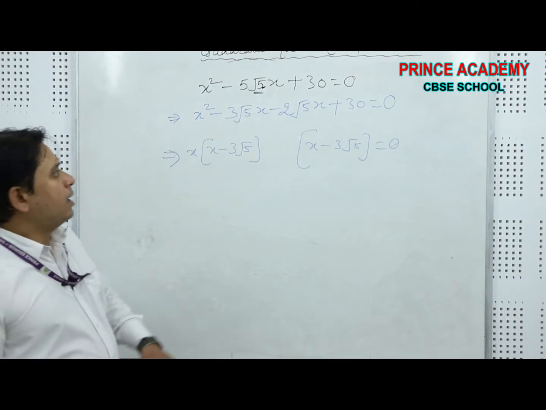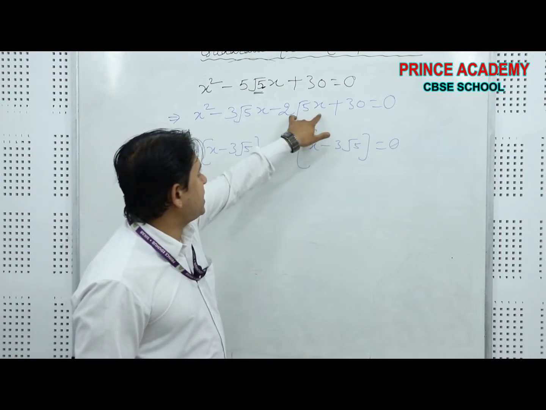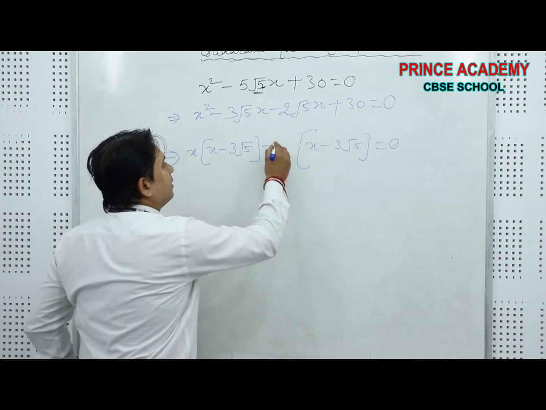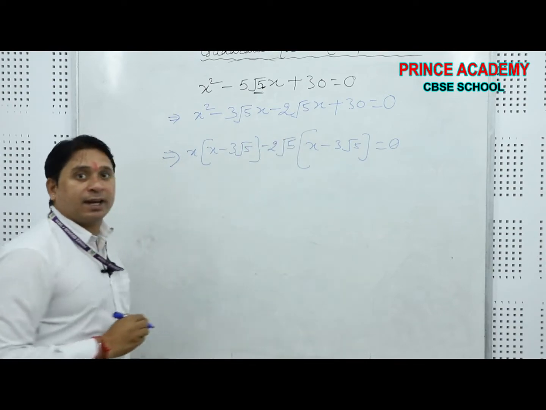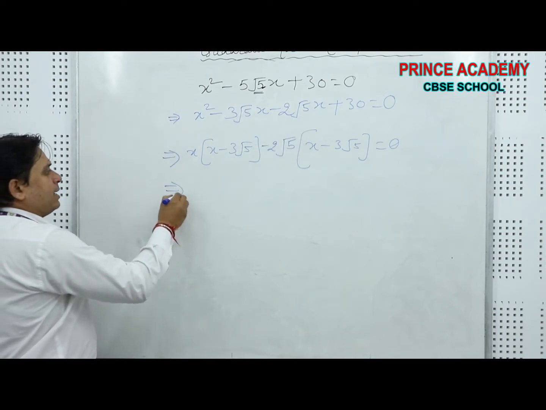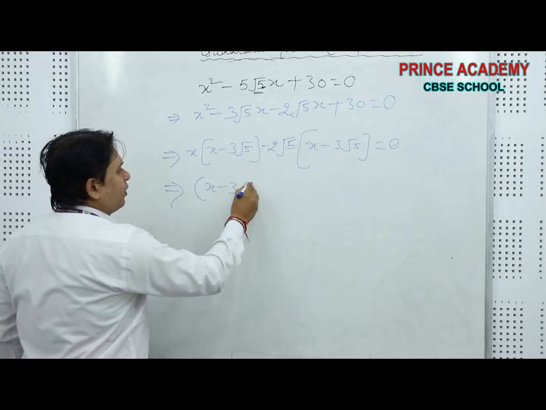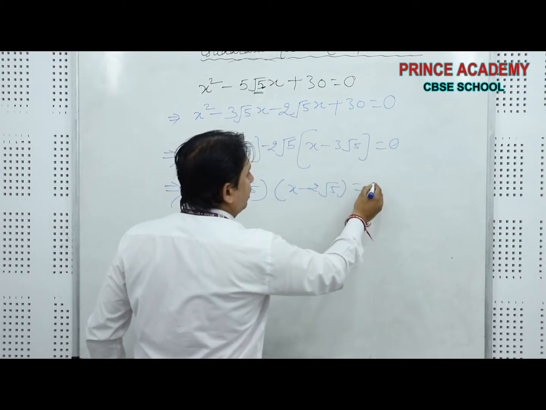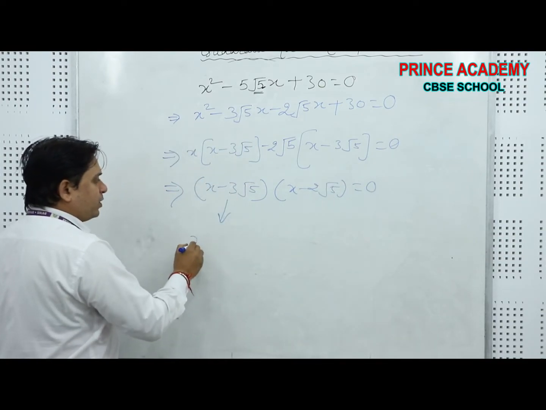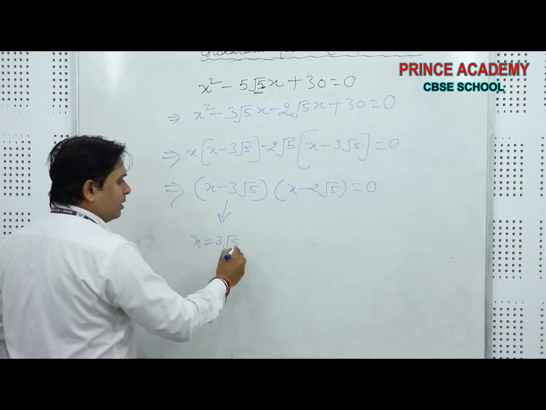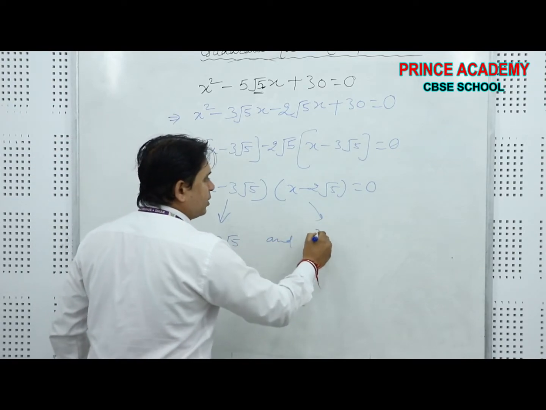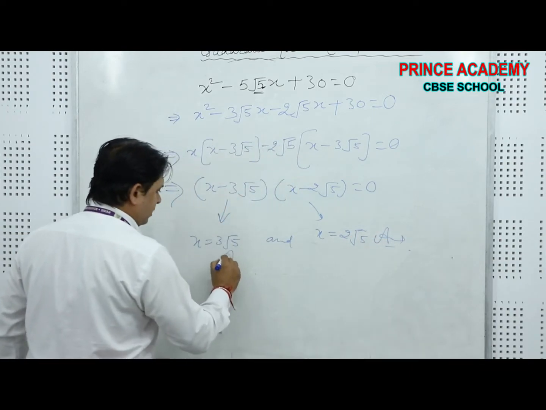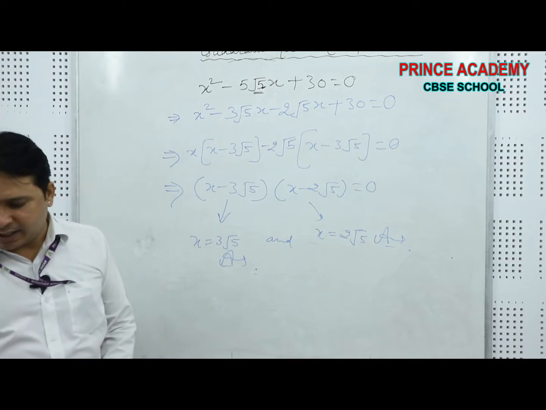Okay. How can I get this? Divide this portion by this. X will cancel x. Minus 2 root 5 will remain here. And the output will be x minus 3 root 5, x minus 2 root 5 is equal to 0. If you put this equal to 0, x is 3 root 5. And if you put the other equal to 0, x is 2 root 5. Yes or no? Okay, beta? Done? Both the questions are done.